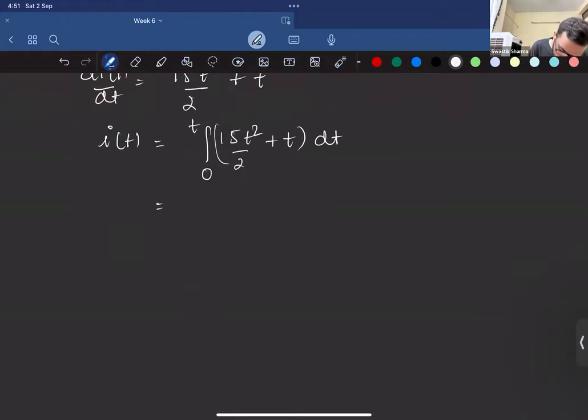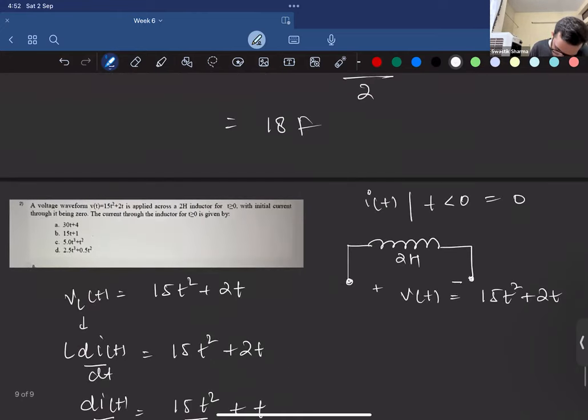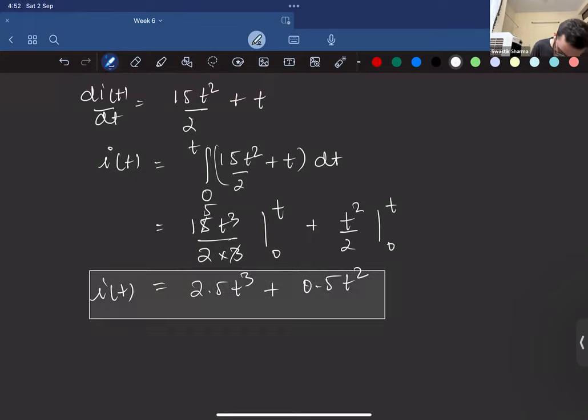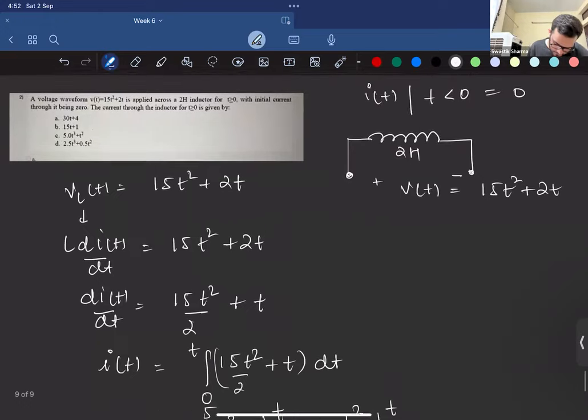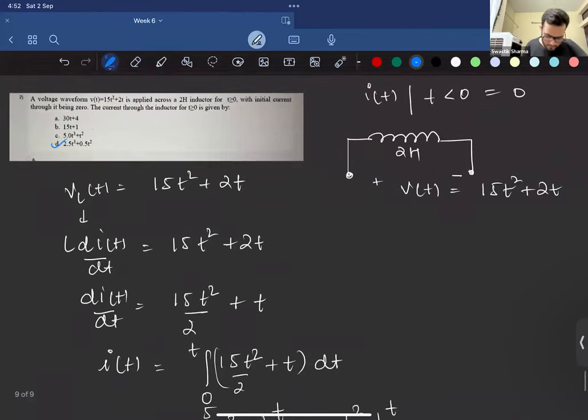So integrating it, it would be 15 t cube by 2 into 3 from 0 to t plus t square by 2 from 0 to t. It would come out to be 2.5 t cube plus 0.5 t square. Very easy, right? Basic. So it's 2.5 t cube plus 0.5 t square.